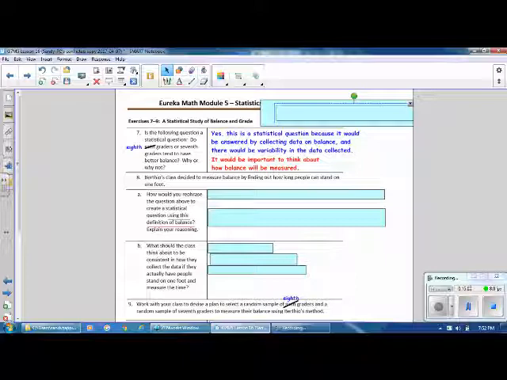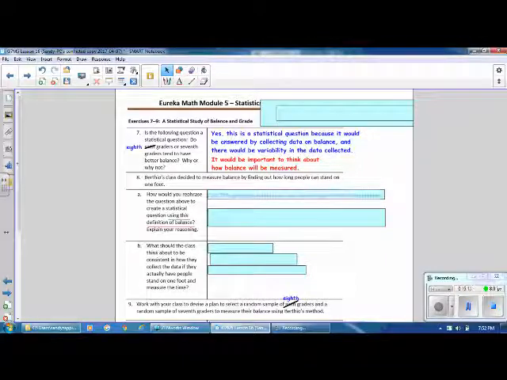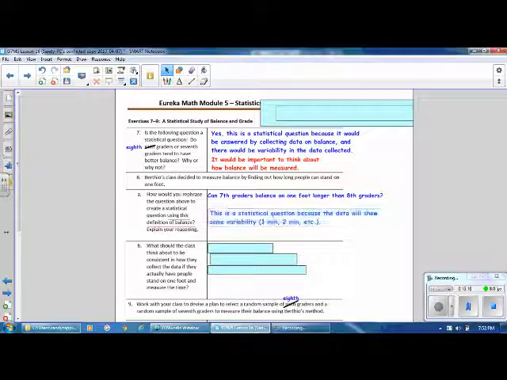How would you rephrase the question above to create a statistical question using the definition of balance? And explain your reasoning. Can 7th graders balance on one foot longer than 8th graders? This is a statistical question because the data will show some variability because you are timing how long they can stand on one foot.